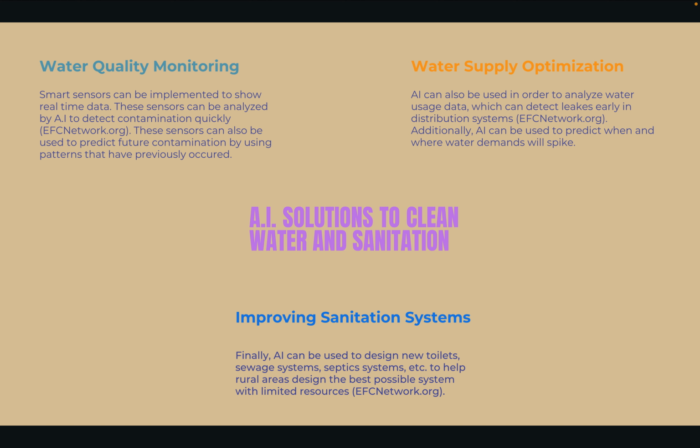And then next, we have water supply optimization. AI can also be used in order to analyze water usage data, which can detect leaks early in distribution systems. Additionally, AI can be used to predict when and where water demands will spike.